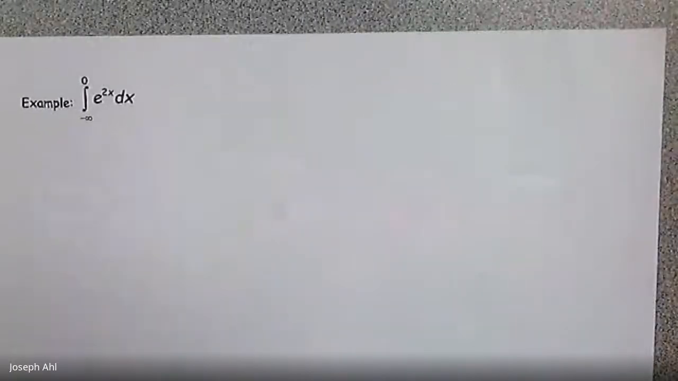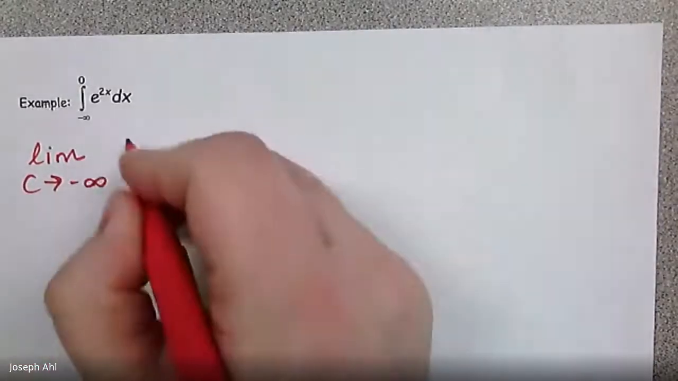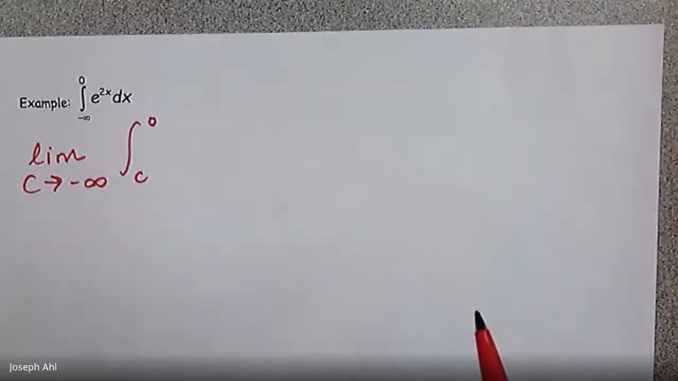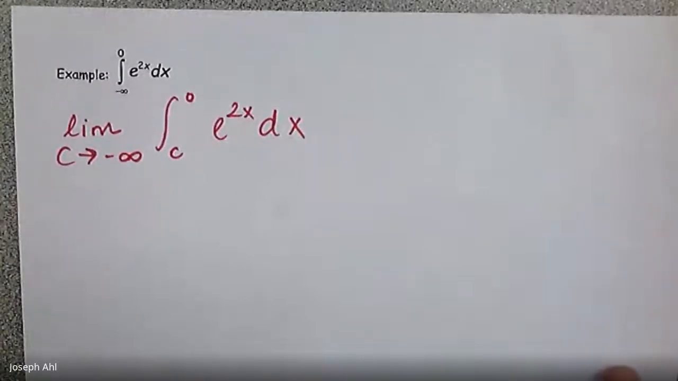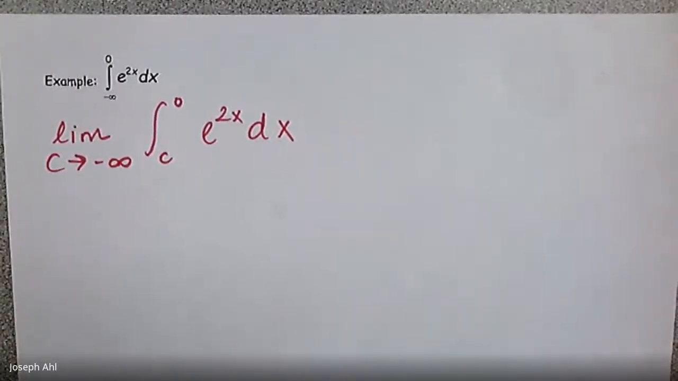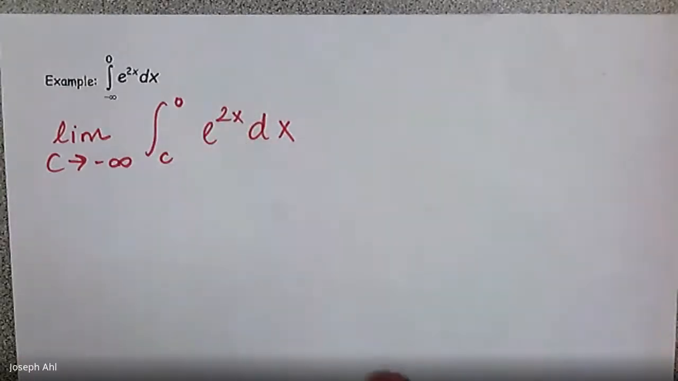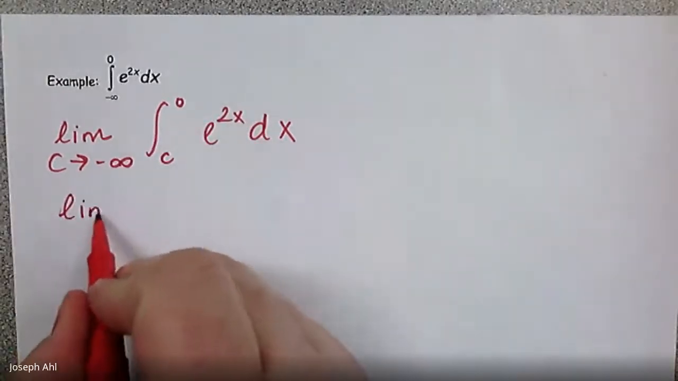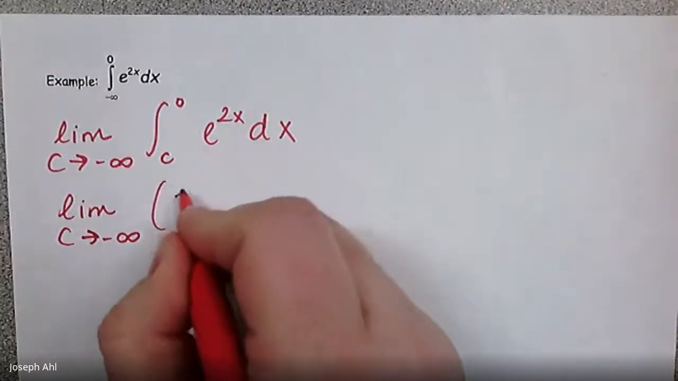Let's do this example right here, the integral from negative infinity to 0 of e to the 2x dx. In this last example for the day, we'll take the limit as c goes to negative infinity from c to 0 of e to the 2x dx. So we're going to take the antiderivative of e to the 2x. Just remember that if you need a u substitution for 2x, go ahead and do it. I'm guessing a lot of you can visualize without doing the u substitution that this is going to become e to the 2x over 2, right?